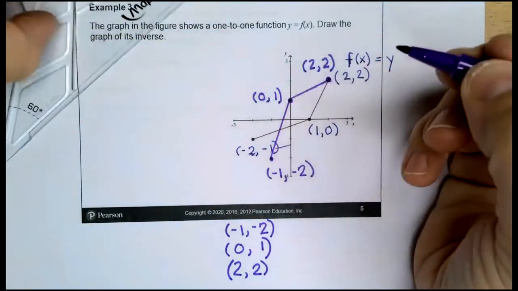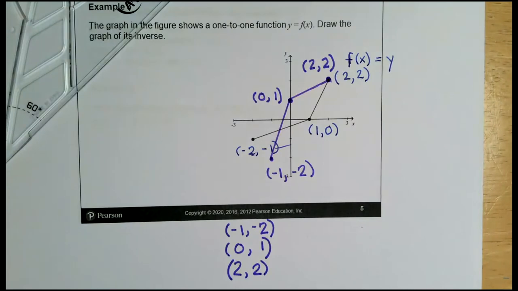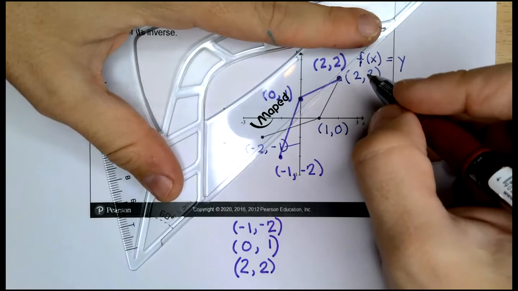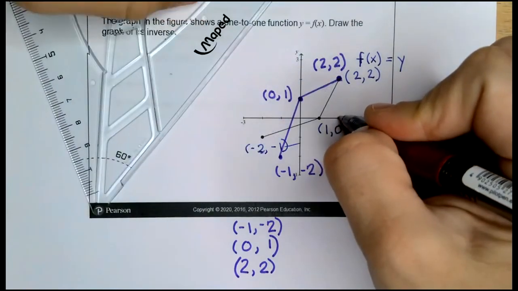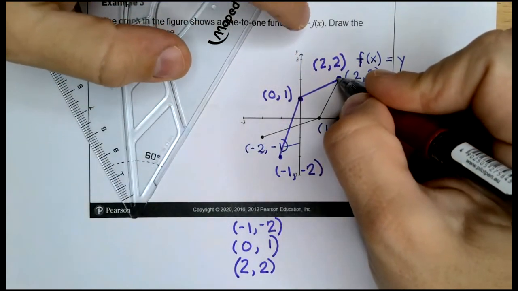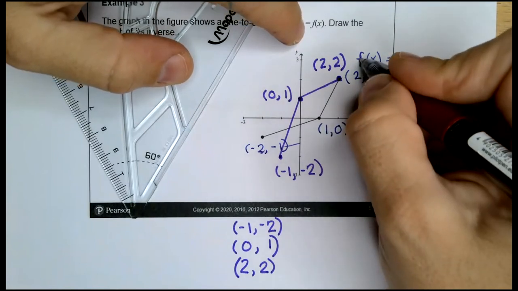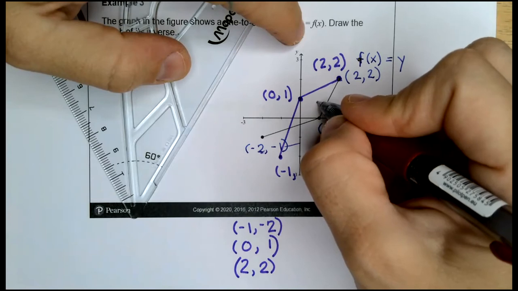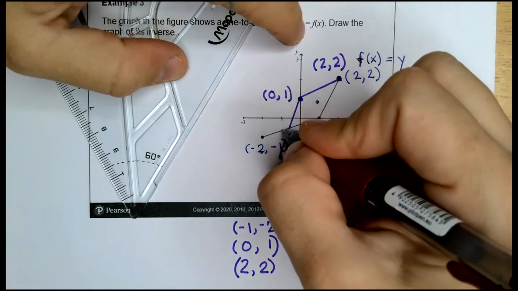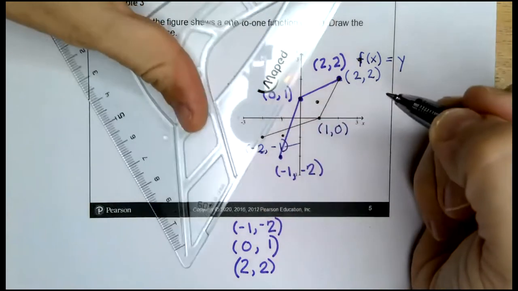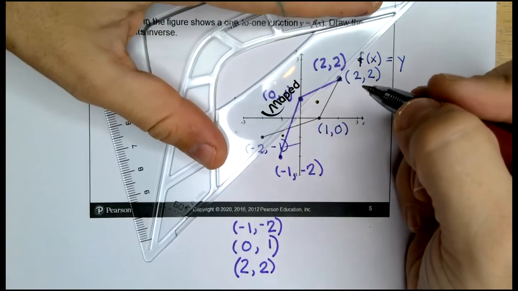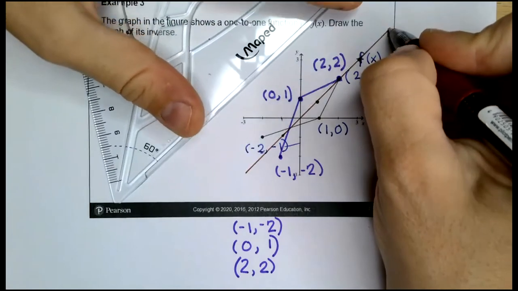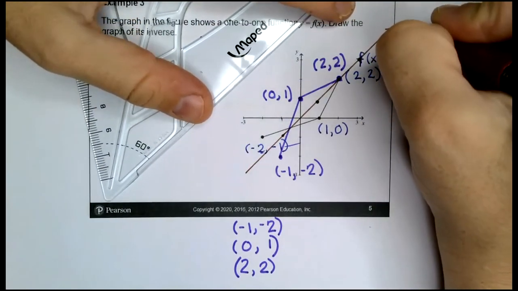I'm going to put these together. I'm also going to add the line y equals x. So (2, 2) would be on that line, (3, 3) would be on that line, (0, 0) would be on that line, (1, 1) would be on the line y equals x. It's probably enough points. All right, so this is the line y equals x.